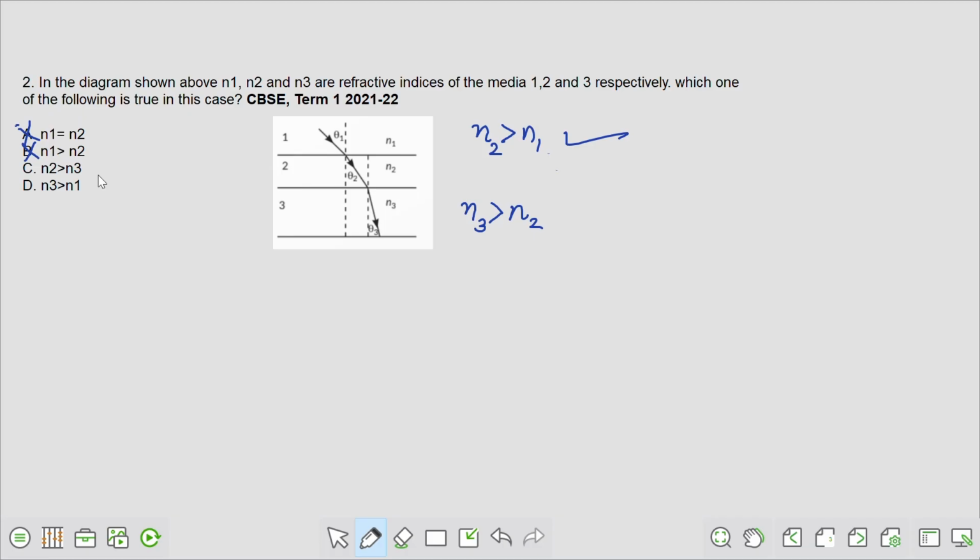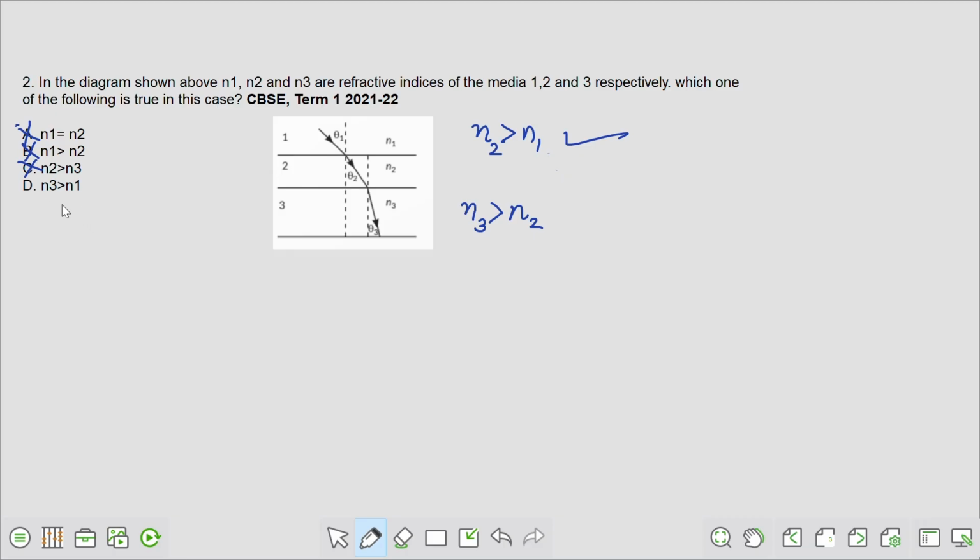Now let's see the third option. N2 greater than N3, 2 greater than 3. Again it is not possible because in medium 3 light bends more compared to 2. So definitely 3 is greater than 2. So this is not the option.